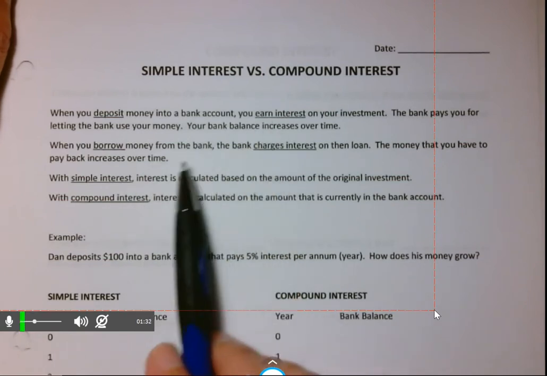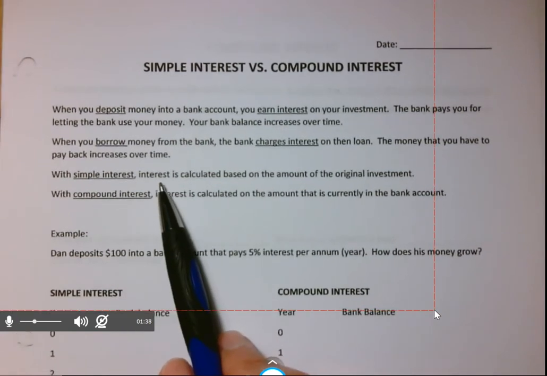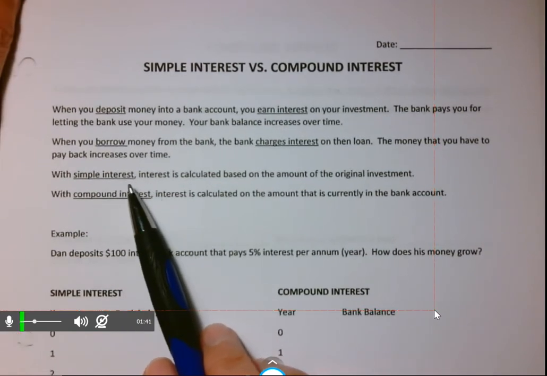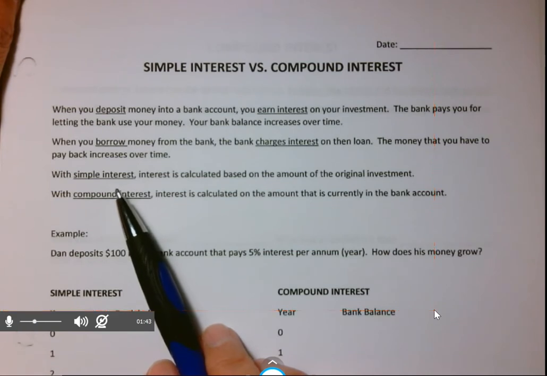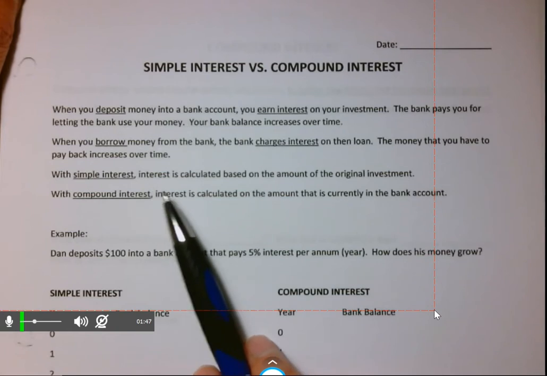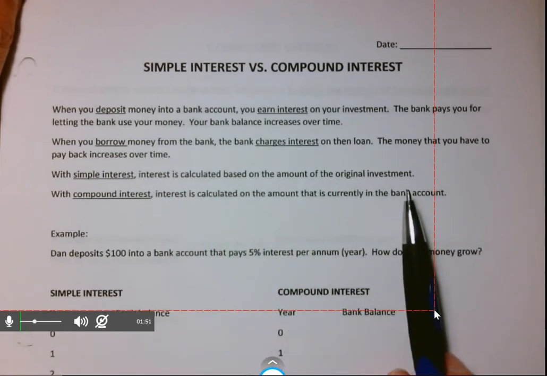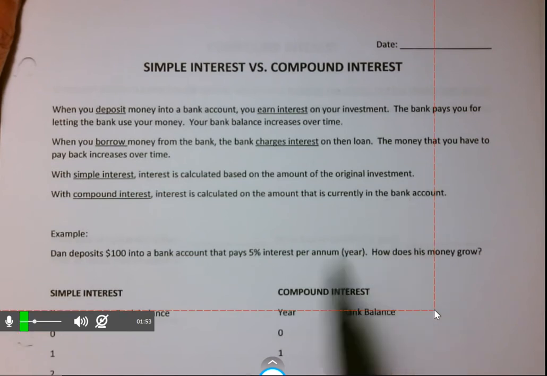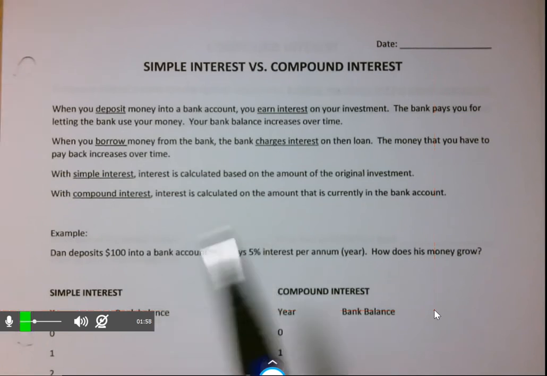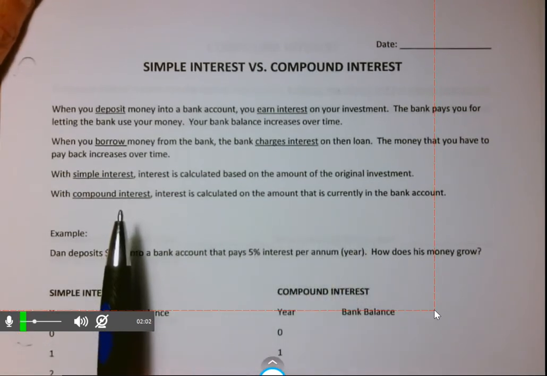There are two kinds of interest that we're going to talk about in this video. The first one is called simple interest. Simple interest is something banks don't do. It's something that maybe a family member might charge you if you borrow money. Simple interest is calculated based on the amount of the original investment. So you borrow a particular amount and then pay back a certain percentage every year.